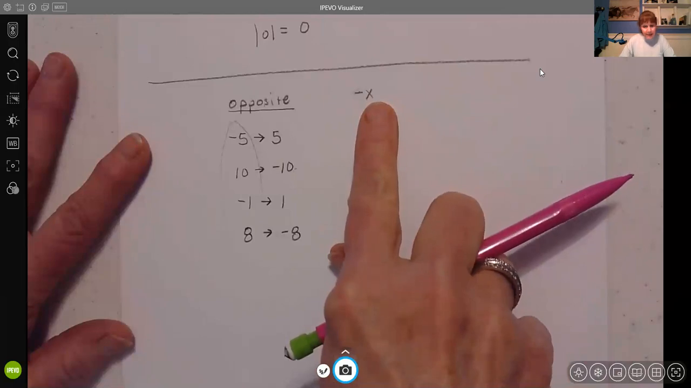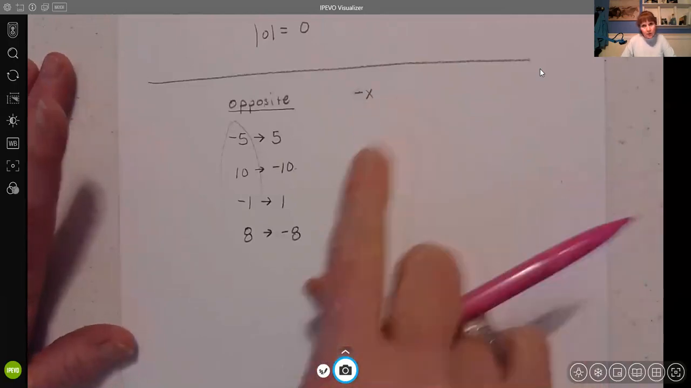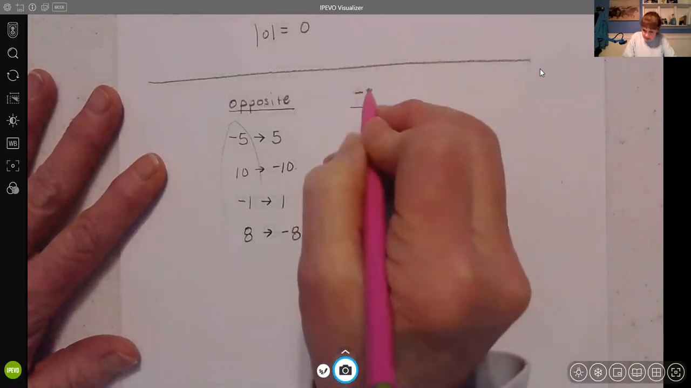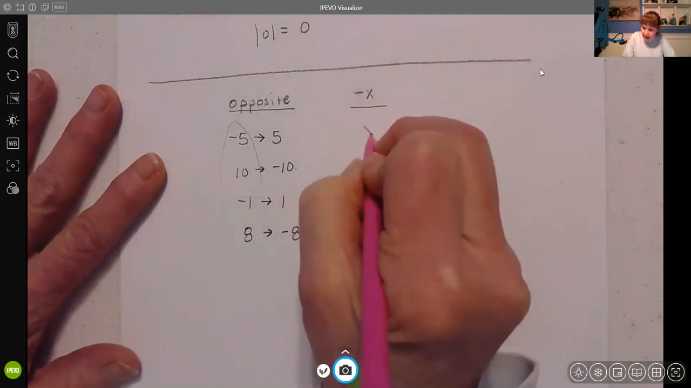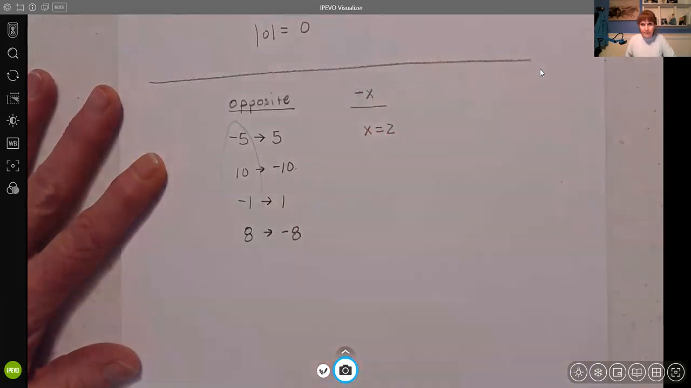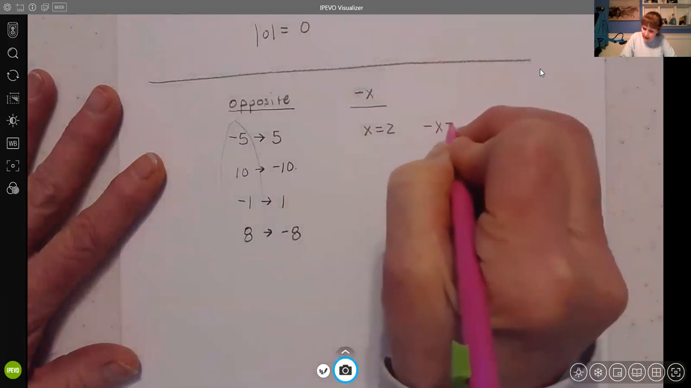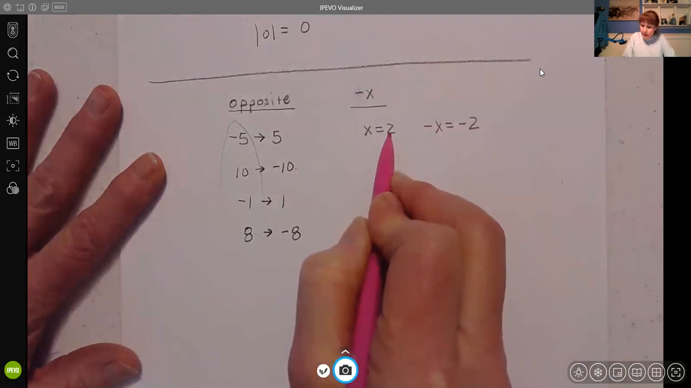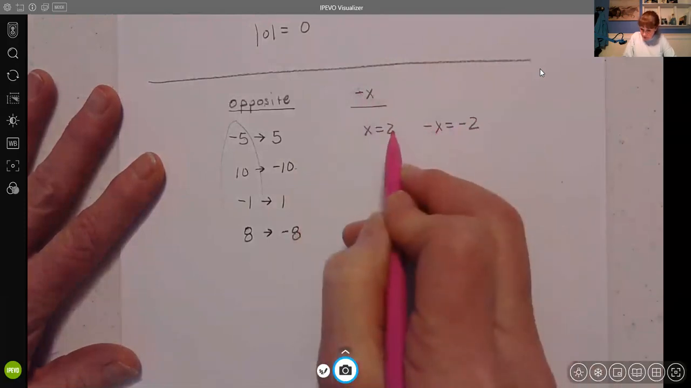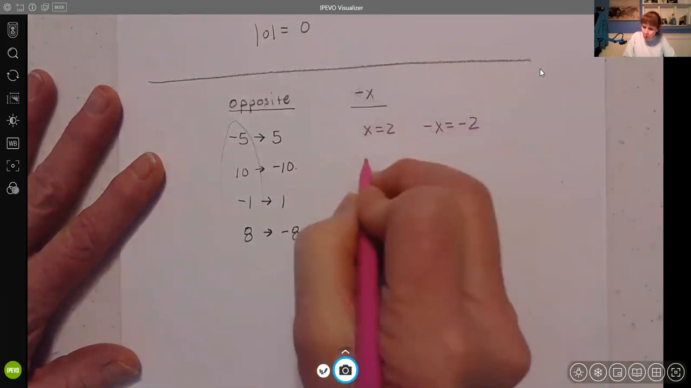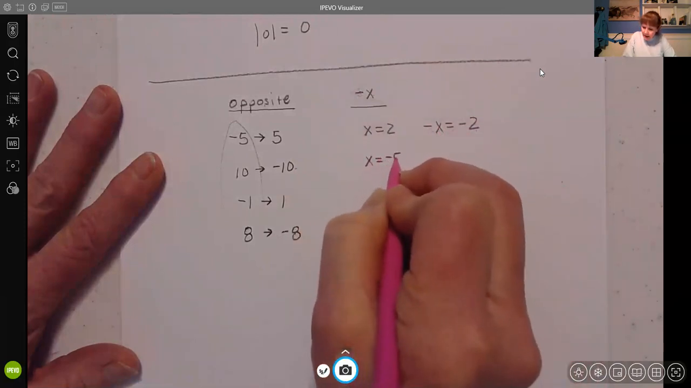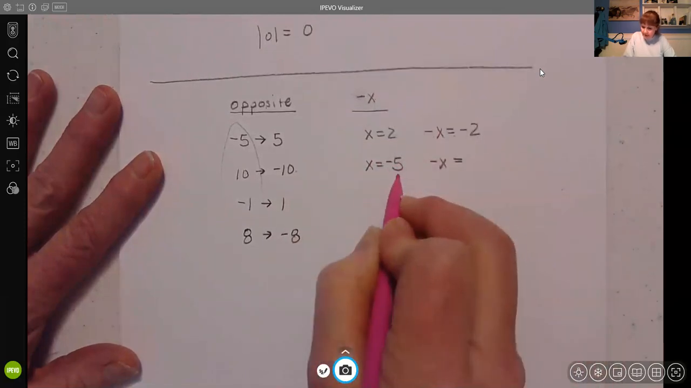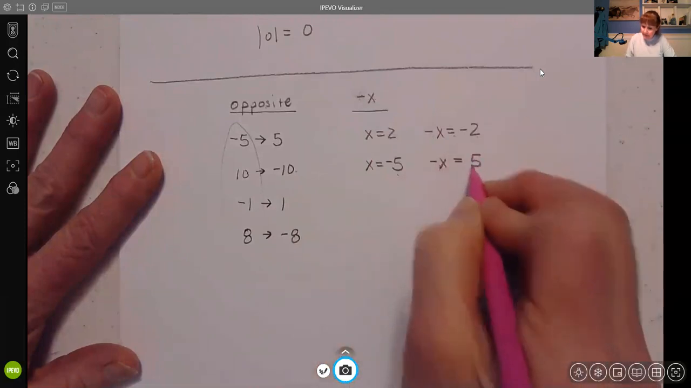This, however, even though it means the same thing, will look a little different. They'll give you this, and then they'll say find this right here, but they'll say x is 2. Well, the opposite of x is a negative 2. So they're going to actually say x is 2, and they want the opposite, which is a negative 2. Or maybe x is a negative 5. So the opposite of x is a positive 5.